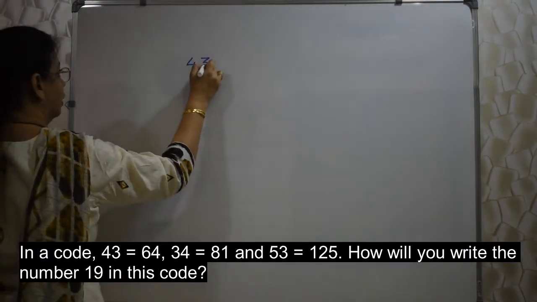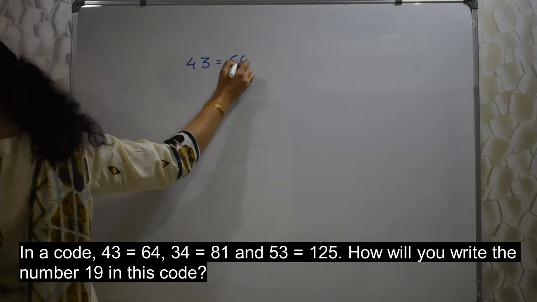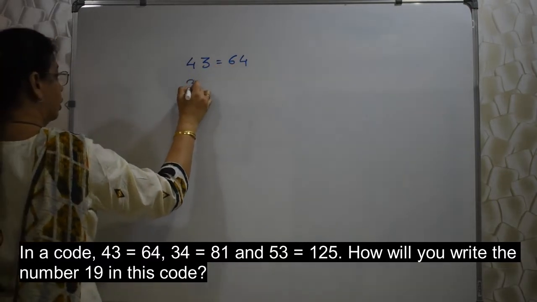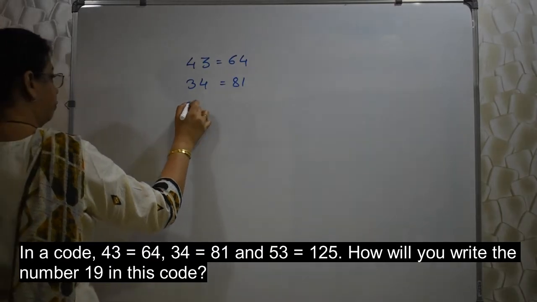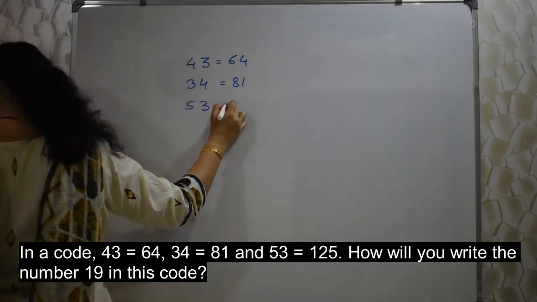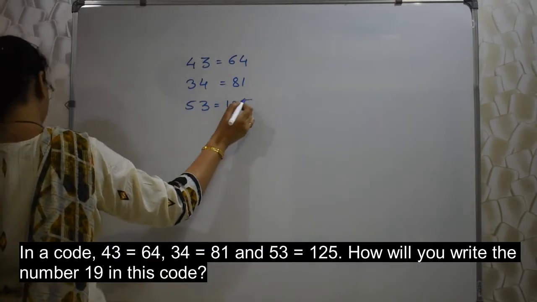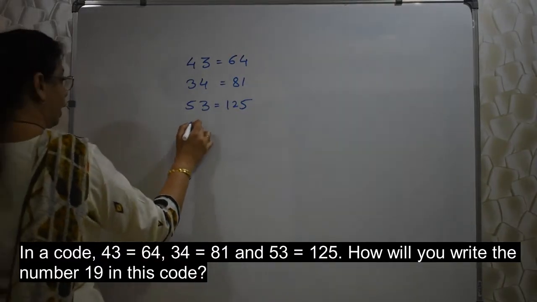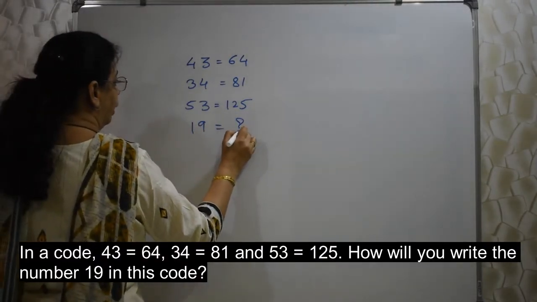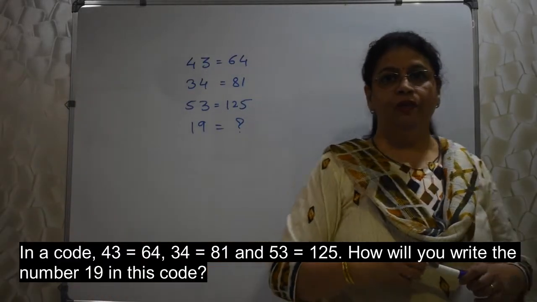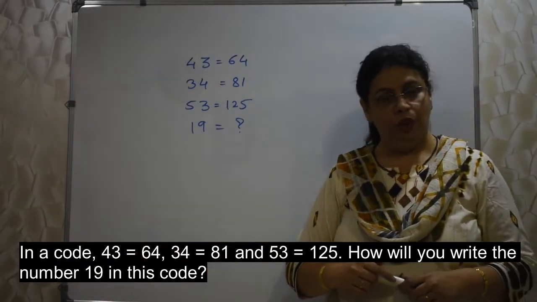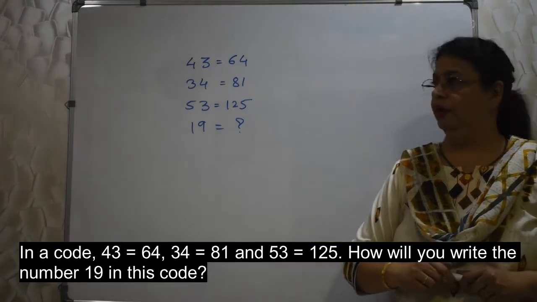43 as 64. 34 as 81. 53 as 125. Then how will you write 19? Oh my God, isn't it so confusing? But when we solve it, you will know it is not at all difficult.